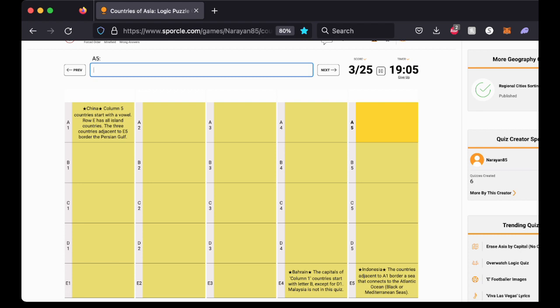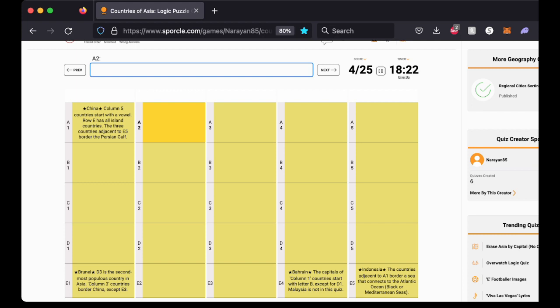Capitals of column 1 countries start with the letter B except for D1. Malaysia is not in this quiz. Okay. So, for an island country that has a capital that starts with B, well, Philippines' capital is Manila, so that's out. Japan's capital is Tokyo, that's out. Taiwan's capital is Taipei, that's out. Maldives' capital is Malé. It begins with an M, I think, so that's out. Now, Brunei is on the island of Borneo, and that begins with a B. So for E1, I'm going to guess Brunei.